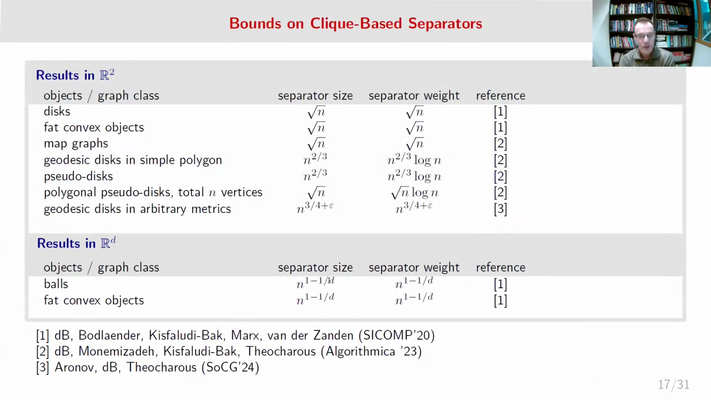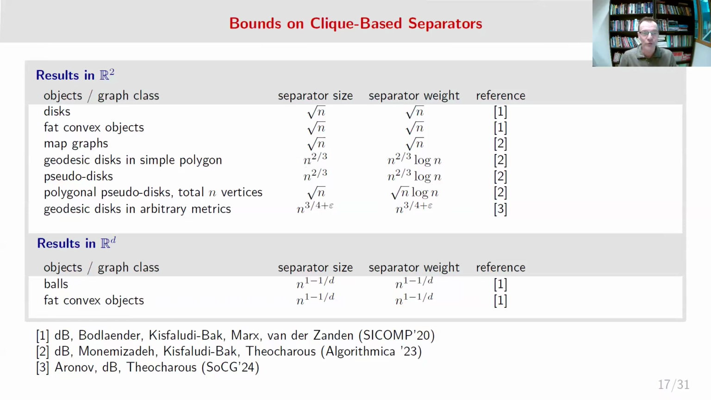Here you see an overview of the results. For disks, we get square root of n size and also square root of n weight, which is optimal. Fat convex objects, you get the same thing. Map graphs, we can also do the same thing. I will show you, or hand wave, in a minute. Geodesic disks inside a simple polygon and pseudo disks, there we don't know what the right answer is. I believe it should be square root of n, but I don't know.